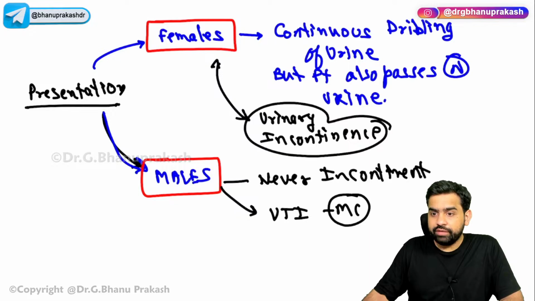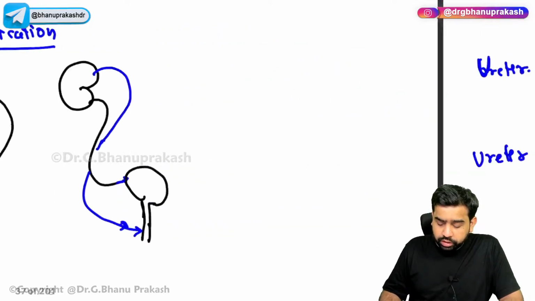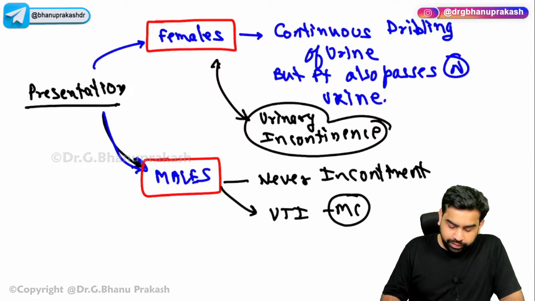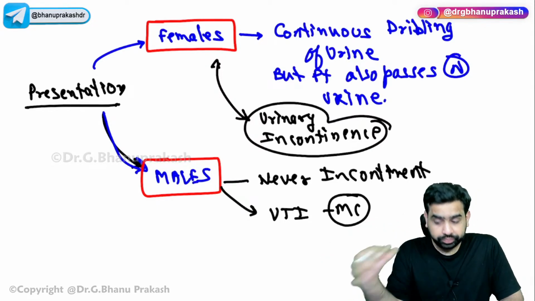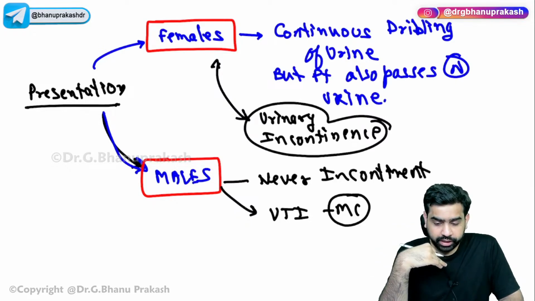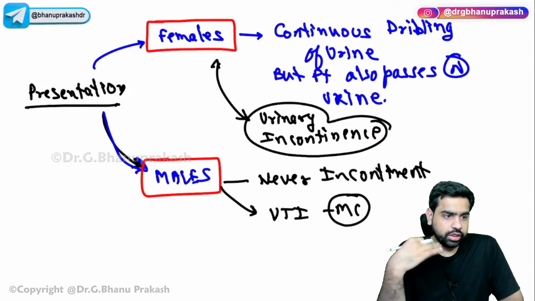This is a very important thing which you need to understand. I hope you have understood. So this is important: duplication of the ureter, Weigert-Meyer law, and the most common presentation. Why not UTI in the females? Because in the females, the ectopic ureter is basically opening into the vestibule or the vagina, which is beyond the sphincter. That is why the control of the urine is not there, and the patients come to you with incontinence.